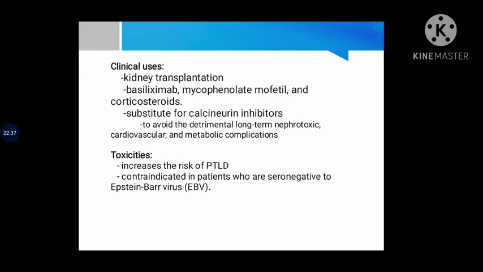Clinical use of this drug is approved for kidney transplantation in combination with basiliximab, mycophenolate mofetil, and corticosteroids. This drug can substitute for calcineurin inhibitors to avoid the detrimental long-term nephrotoxic, cardiovascular, and metabolic complications seen with cyclosporine and tacrolimus.